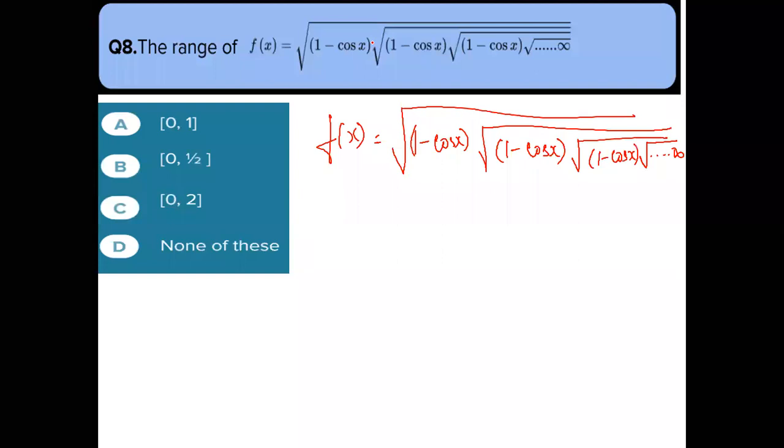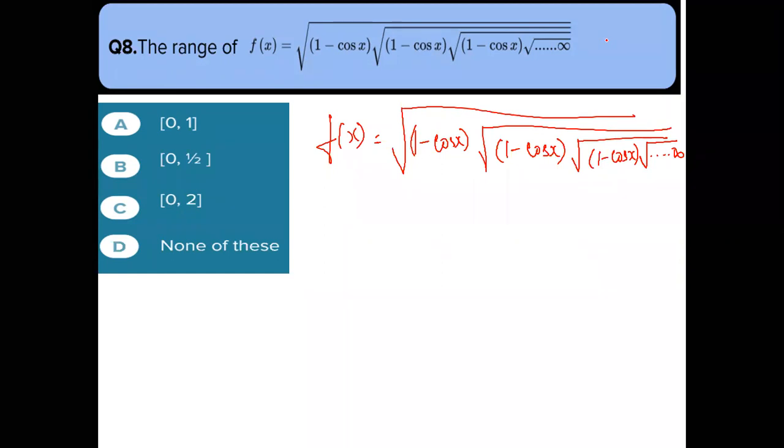What can you see? You can see a trigonometric function. Which is that trigonometric function over there, students? Cos x. What is the range of cos x?